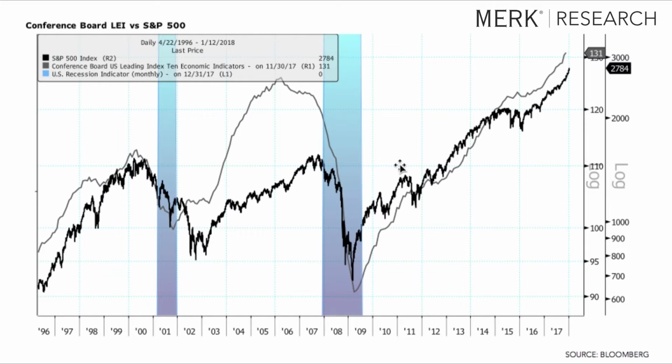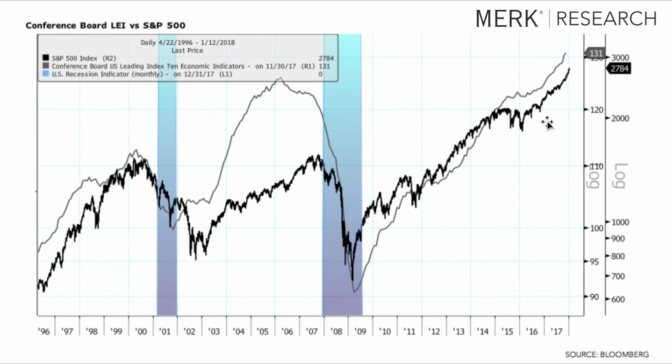And then the S&P 500 is in black, and the U.S. recessions are marked in the blue bands here. So the leading economic indicators index is moving higher. The S&P is pretty much moving higher in lockstep with it. All we can say is that the leading economic indicators are not providing a headwind. They appear to be neutral to positive as a backdrop for stocks.